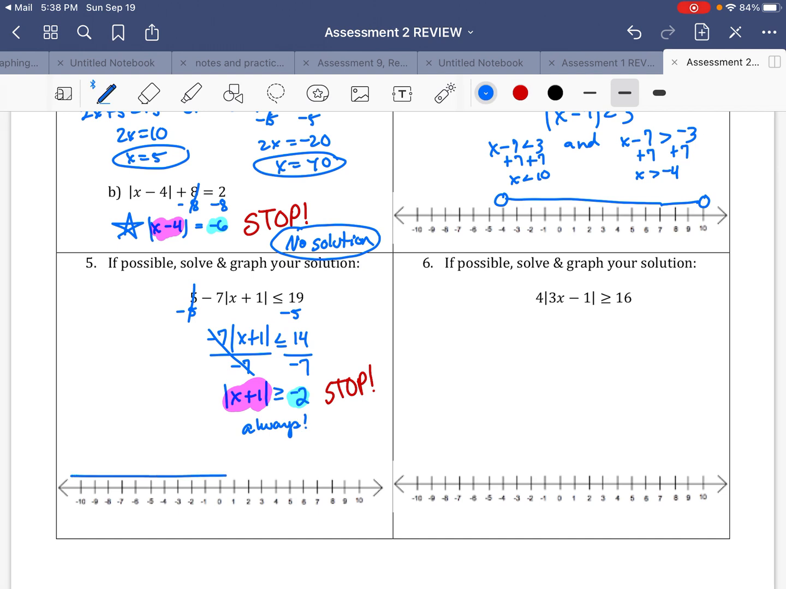So there are infinite solutions, which means you draw a line all the way across and you write the words infinite solutions. All right, let's take a look at number 6.